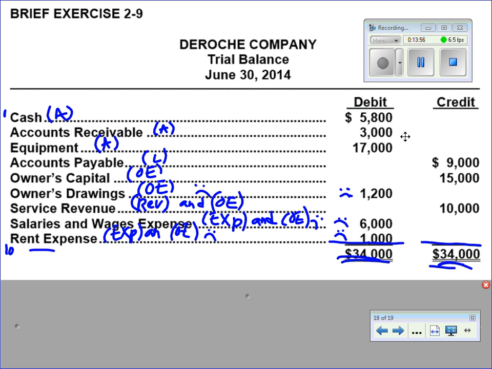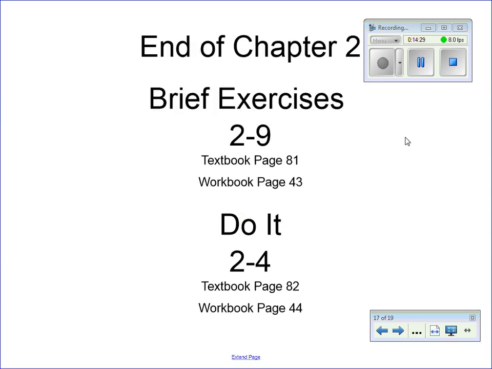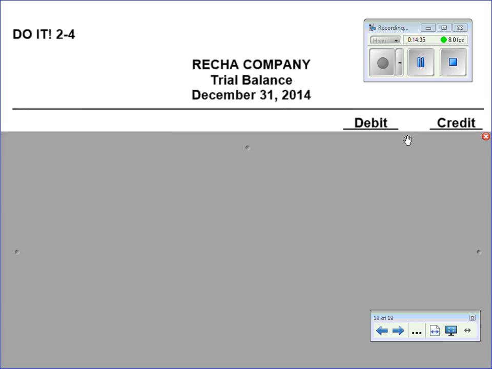When are trial balances used by the accountants? At the end of the fiscal period as they prepare to do the financial statements. Okay. I would like you to try the Do It 2-4 on your own. In the book, you'll find Do It at the top of page 82. In the workbook, you'll find it on page 44. It's the Rekta or Russia company.